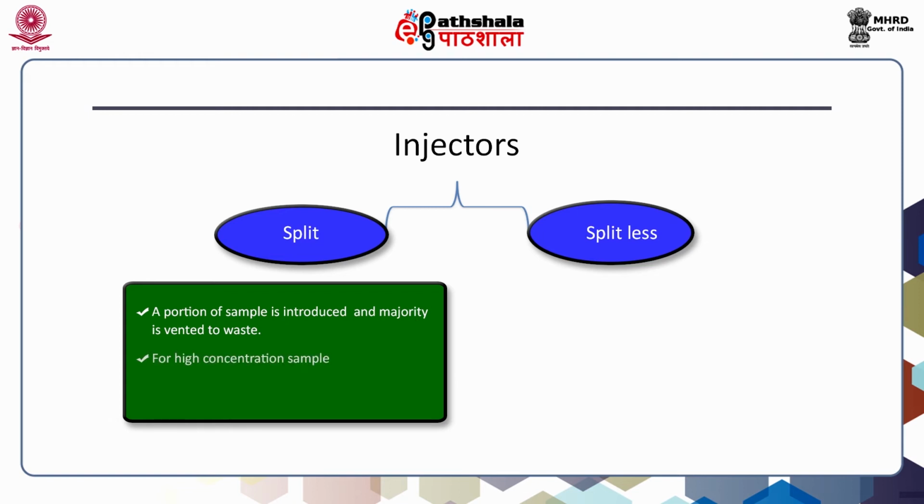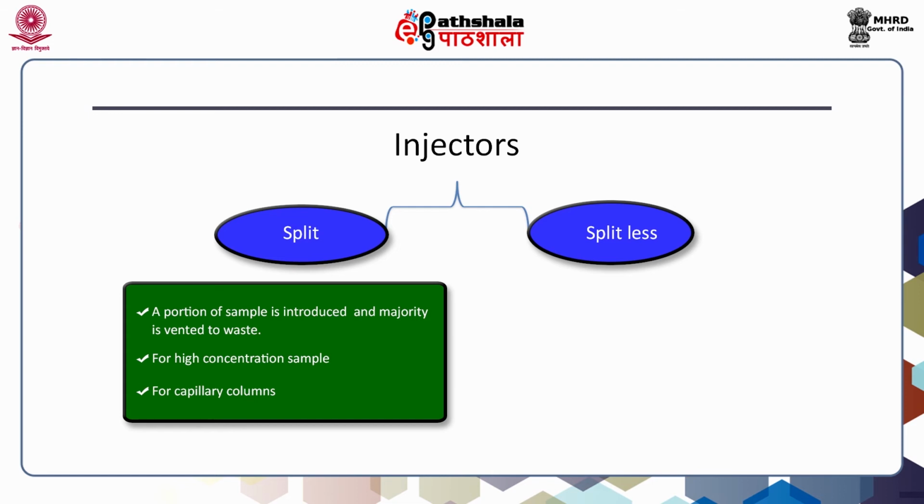For example, if we have very highly concentrated samples, or samples which are to be fed to the capillary columns, because the ID or internal diameter of the capillary columns is very small, very small quantity of sample needs to be injected. To have accuracy, it is difficult to measure or to syringe out a very small amount of sample.